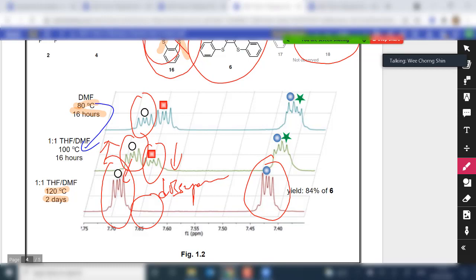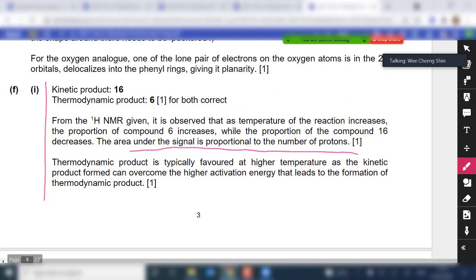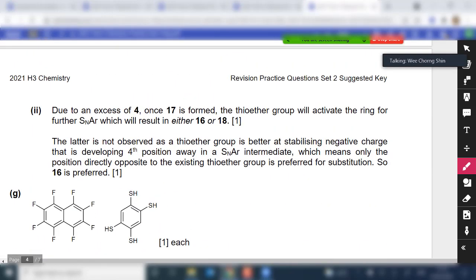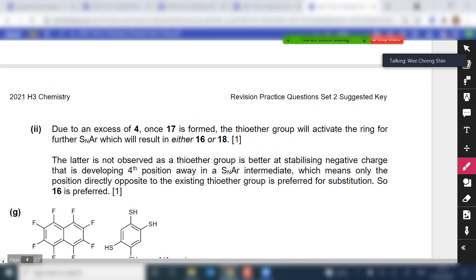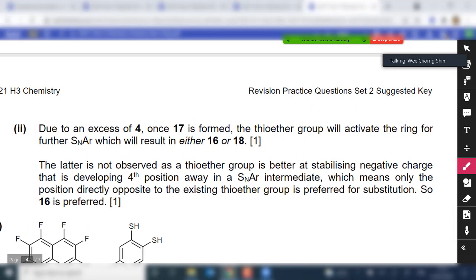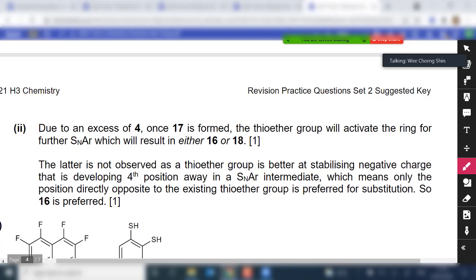Okay. So the little simple answer we have is like that, but actually have some faith in your own answer, please. Okay, but this is what I will write if I'm the student. Actually, Mr. Lee came out with the answer, then the teachers gave a bit of input as well. So there's an excess of 4, so 17 is formed. Then activate the ring. I think this is the main part.